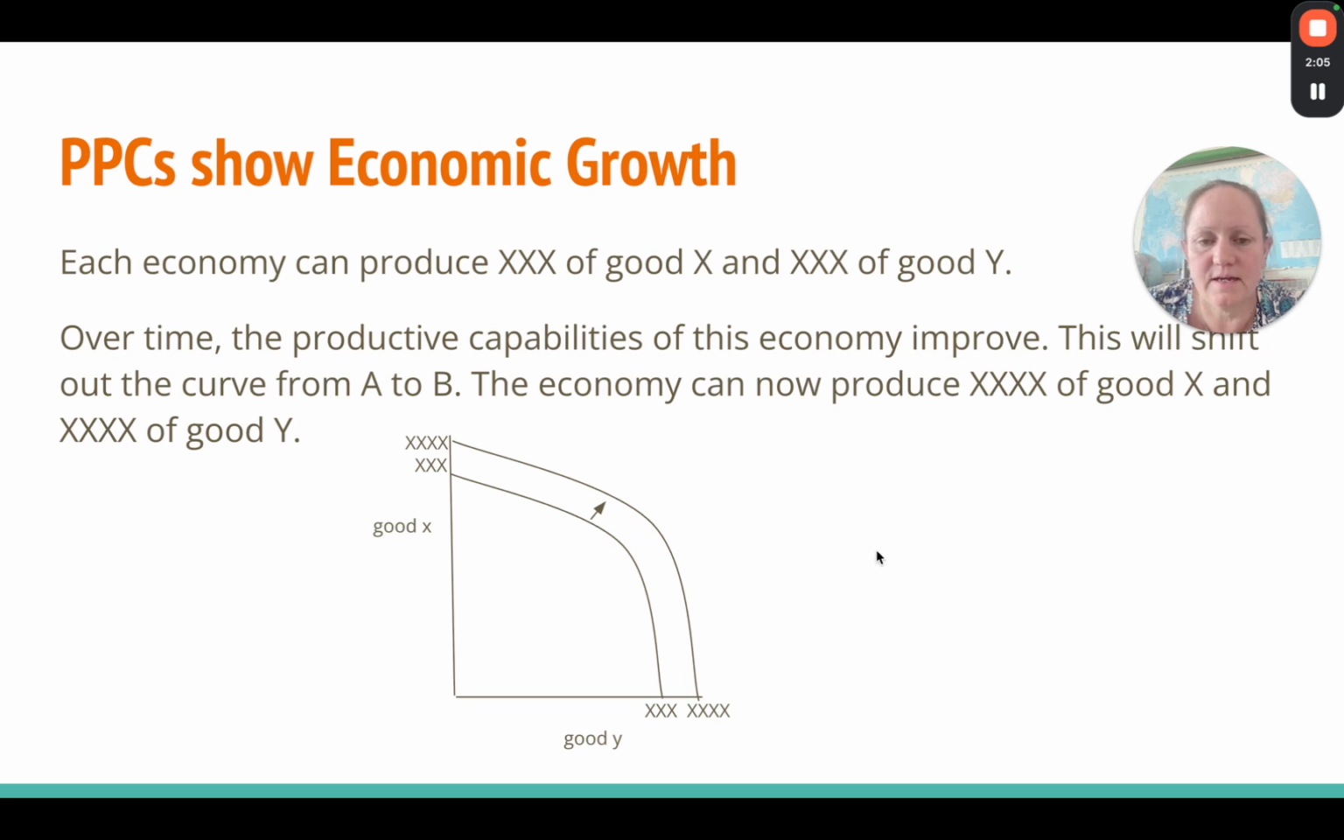Here you can see the two ways of showing economic growth on a PPC. This diagram here is showing that in the first line, the economy can produce XXX of good X and XXX of good Y. And over time, for whatever reason, the capabilities of this economy get better, and this shifts the curve outward. When they're producing 4x of good X and 4x of good Y, this is an increased capacity to produce, and thus that shows economic growth.